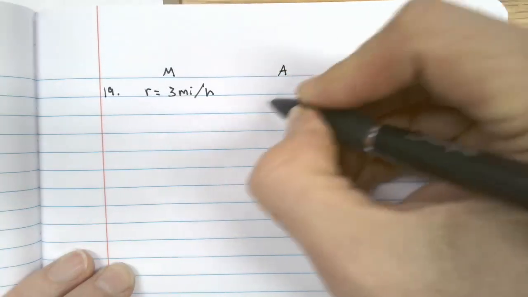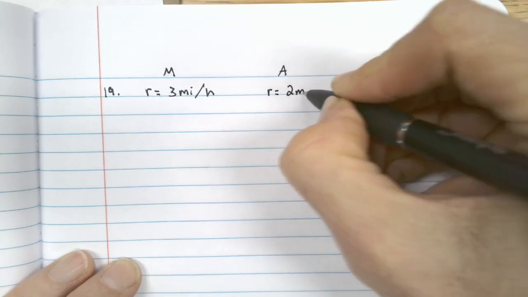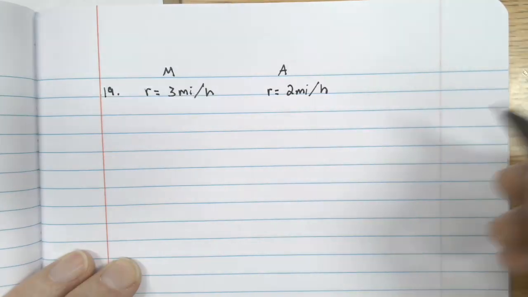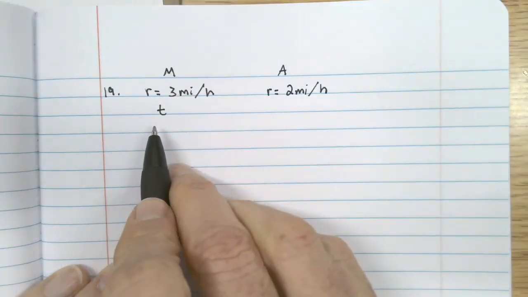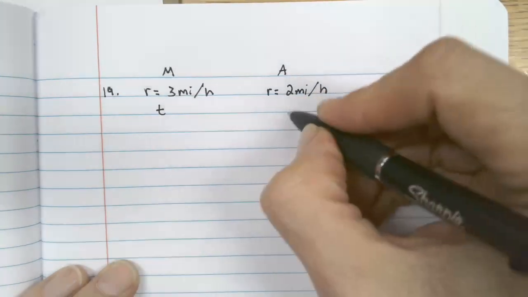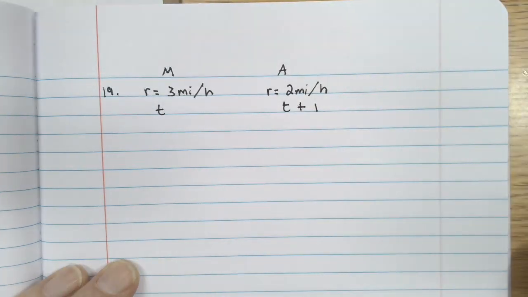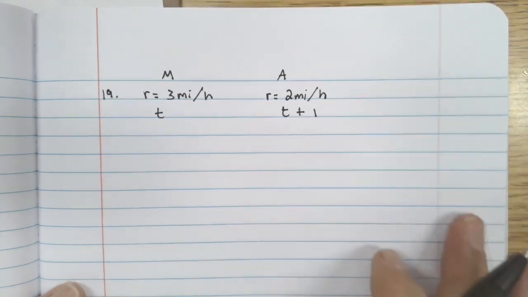All right, in the afternoon, they averaged 2 miles an hour for 1 more hour. Okay, so here's A for afternoon. And the rate in the afternoon was a little bit slower. I guess they're getting tired, so they're only going 2 miles per hour. And they walked in the afternoon for 1 extra hour. So whatever their time was here in the morning, we don't know what that time is, but whatever that time is, they added an hour to it in the afternoon. All right, so again, at this point, I'm just writing down information. I'm not really doing any calculating yet.